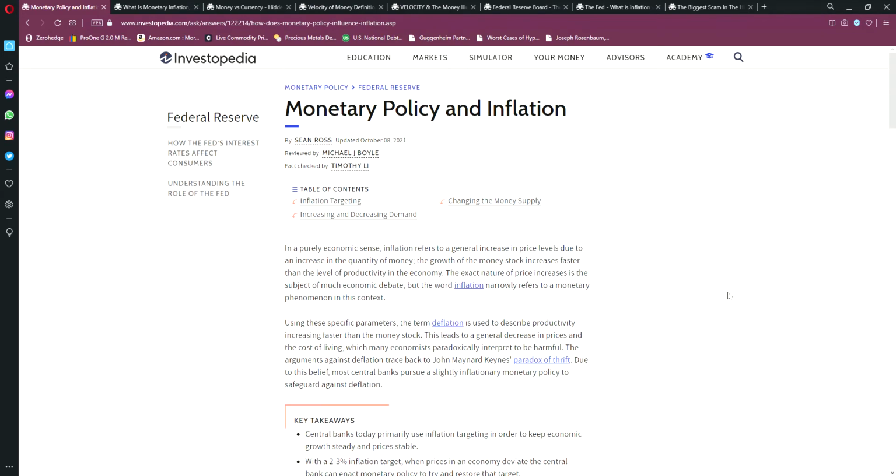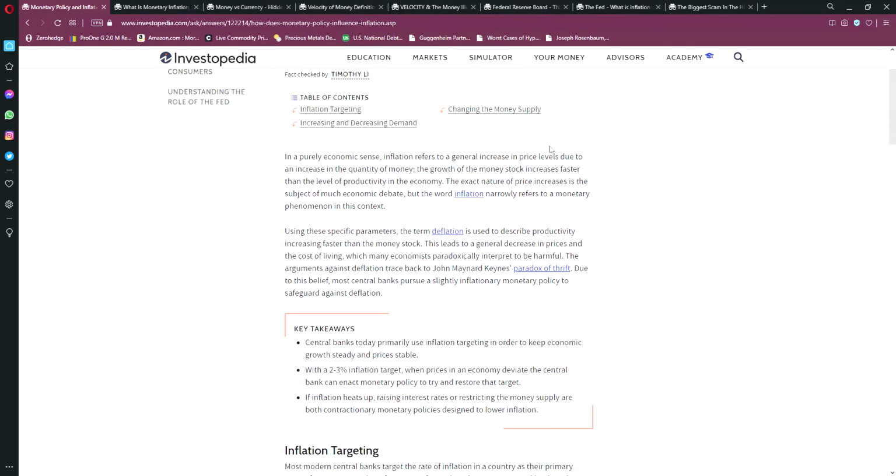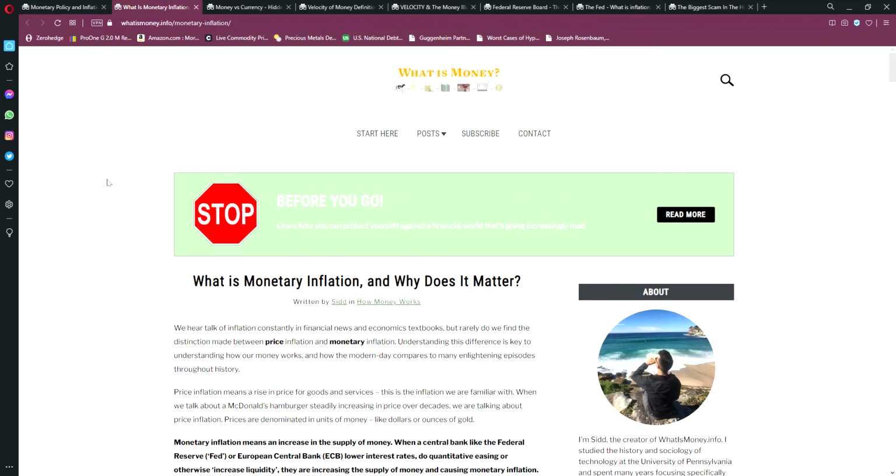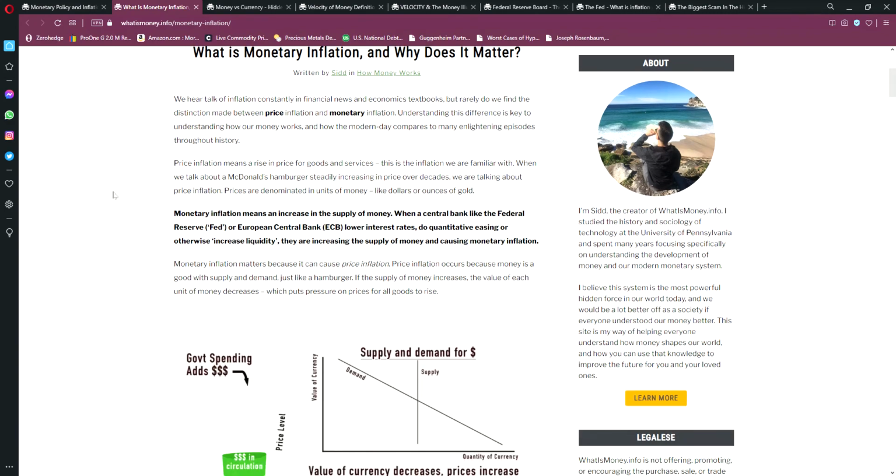Okay, so we just got a nice quick little definition of monetary inflation. Again, that was Investopedia. Now let's move over to whatismoney.info. I just thought this was a nice little article that went along the same tangent, but I thought it was great because it discusses it a little more interestingly. So let's talk about it.